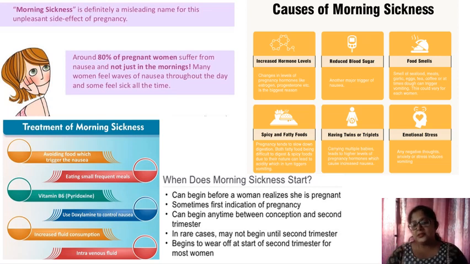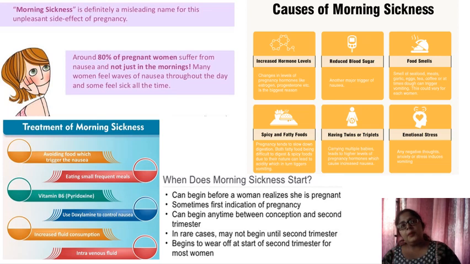Now, what should we do if morning sickness is there? We can't stop it, right? But definitely we can avoid it, or we can lower the triggers. So we can control the triggers. We must avoid those foods which trigger nausea, definitely. Now, it is said that during pregnancy, it is always better to have frequent but small meals.